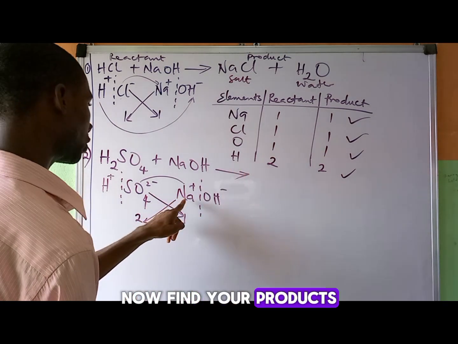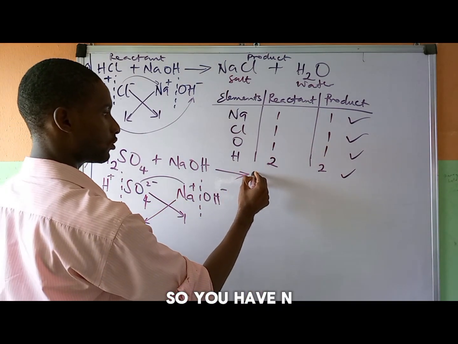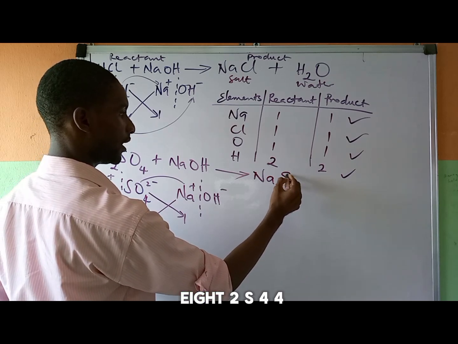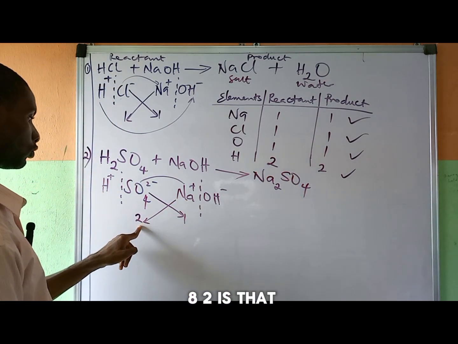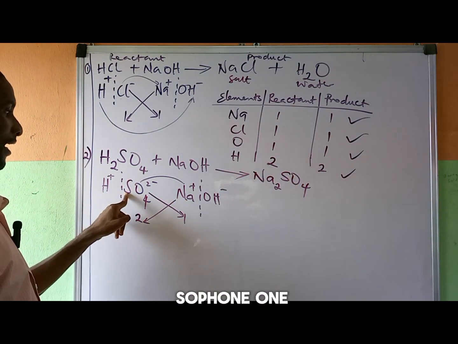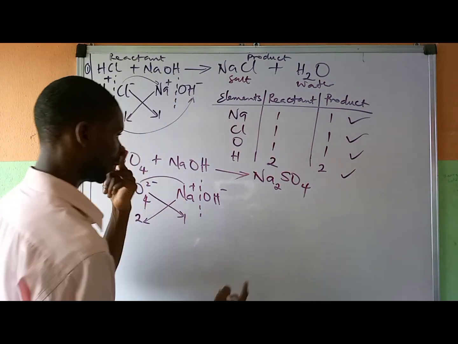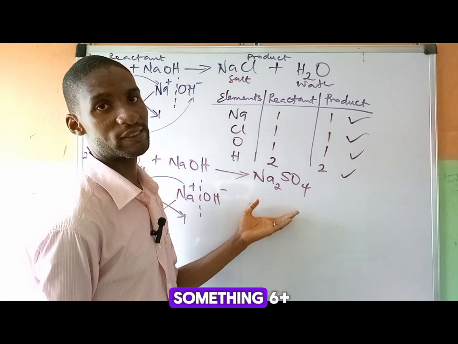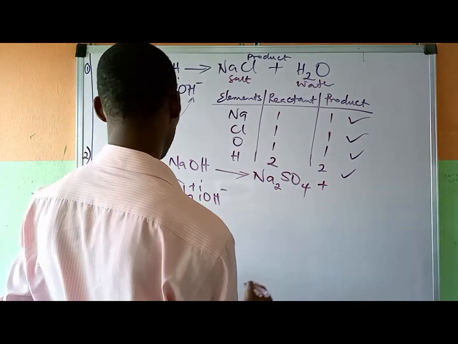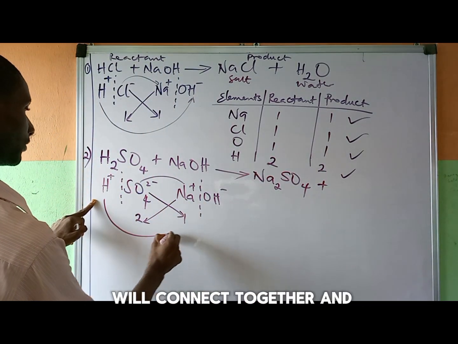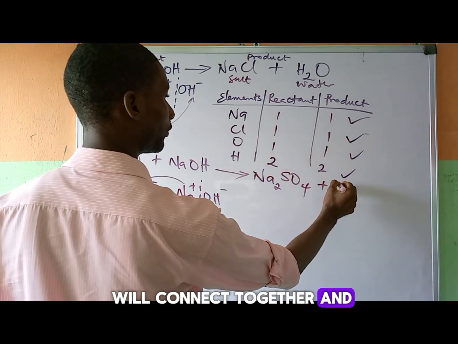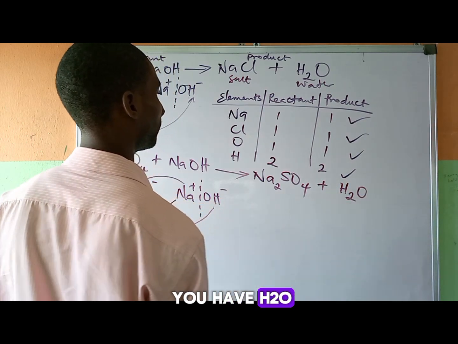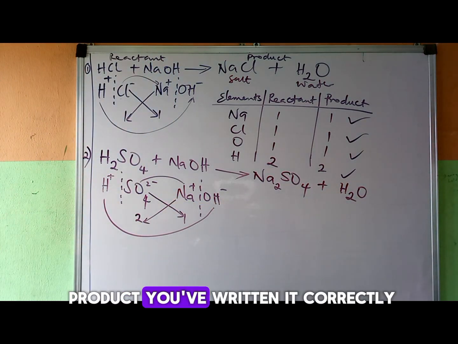now, to find your product, Na we carry 2, so you have Na2SO4, so that is Na2, then SO4 1. So you don't need to add 1 there, that is sodium tetraoxosulfate 6. Plus, then this and this will connect together, and you have H2O. So this is the product, you've written it correctly.